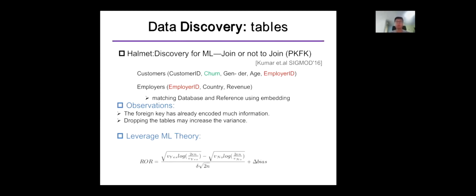Specifically, Helmet proposed a measurement called the risk of representation, which is ROR, that leverages the VC dimension to compute the difference of the train and test errors of the machine learning model if the join is avoided. So the higher the ROR, the more necessary the join will be. Otherwise, one may consider dropping the candidate table. However, this method is limited to models like naive Bayes and logistic regression, with VC dimension linear to the number of features.